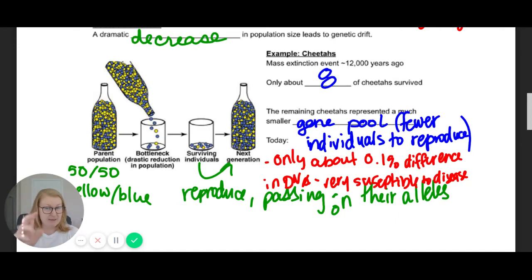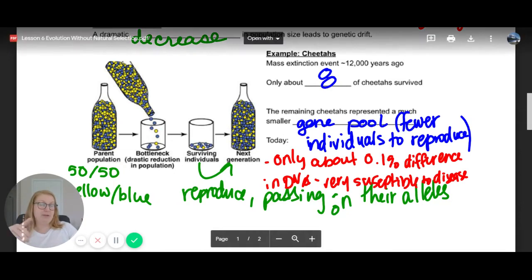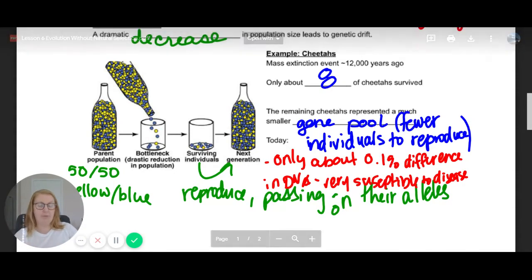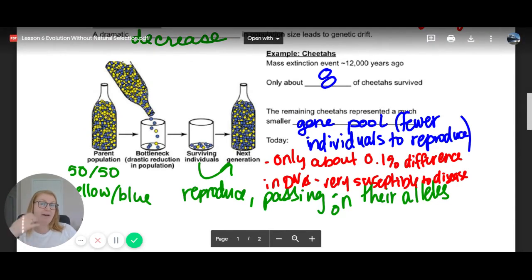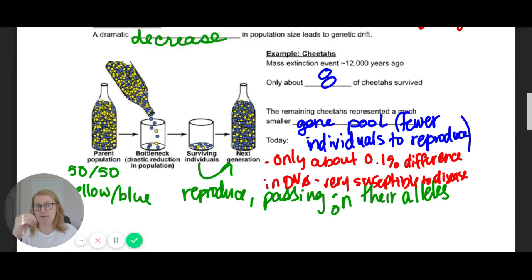So if those beads, or those organisms, are allowed to reproduce, they create a whole population in the next generation, or several generations later, that has a totally different frequency. It's not 50-50 yellow and blue anymore. I now have a disproportionate amount of blue. The reason I'm saying this is that in this population, we've had evolution. We've had a change in frequency. It's no longer 50-50.